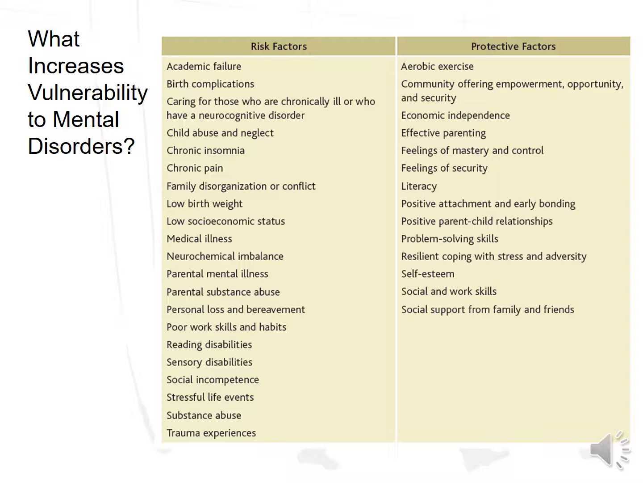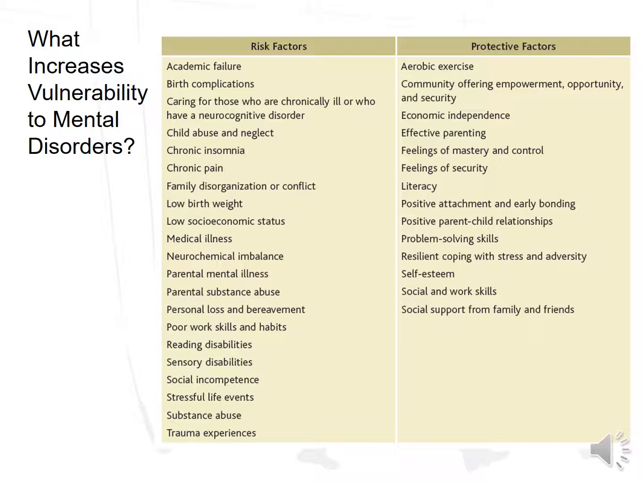There are a lot of things that can increase our vulnerability to mental disorders. There are risk factors as well as protective factors that we can engage in. The list of risk factors includes academic failure, birth complications, caring for those who are chronically ill or who have a neurocognitive disorder, child abuse and neglect, chronic insomnia, chronic pain, family disorganization or conflict, low birth weight, low socioeconomic status, medical illness, neurochemical imbalance, parental mental illness, parental substance abuse, personal loss and bereavement, poor work skills and habits, reading disabilities, sensory disabilities, social incompetence, stressful life events, substance abuse, and traumatic experiences.